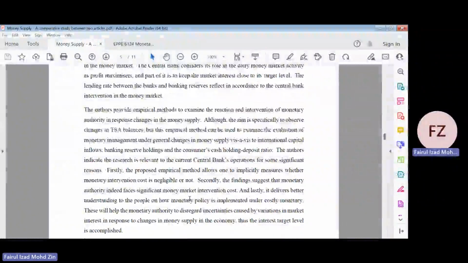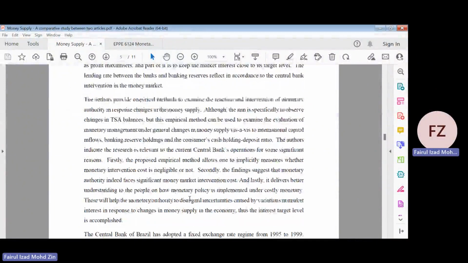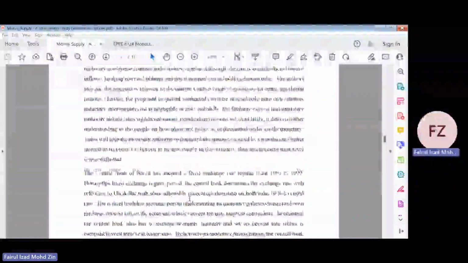This will help the monetary authority to disregard uncertainties caused by variation in market interest in response to change in money supply in the economy. Thus, the interest target level is accomplished.